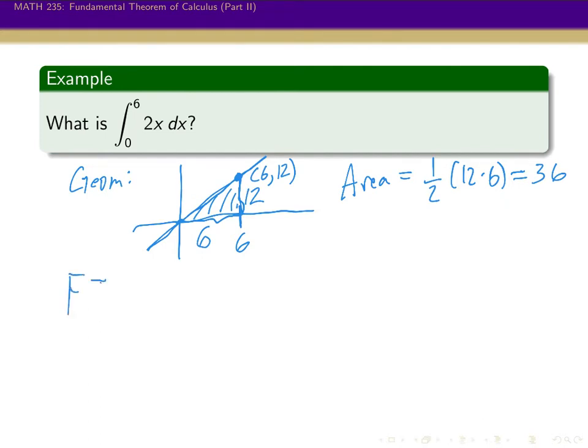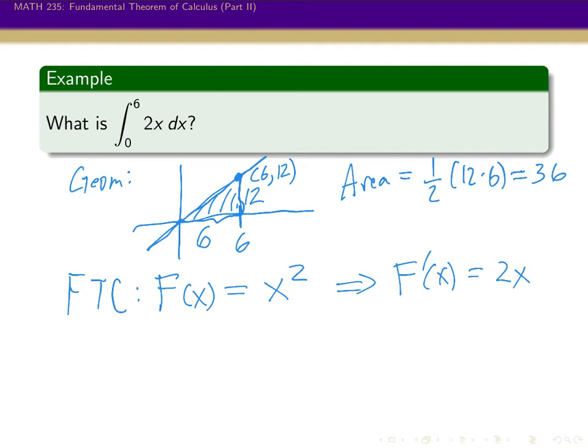Now, what does the fundamental theorem of calculus have to say about this definite integral? Well, what the fundamental theorem of calculus says is that if I can find some function whose derivative is 2x, then I can use that to evaluate the integral. And I can think of such a function. If I let big F of x equal x squared, then it's pretty easy to check that its derivative equals 2x. And that matches what we have inside the integral.